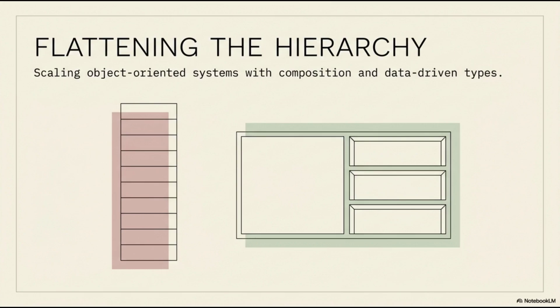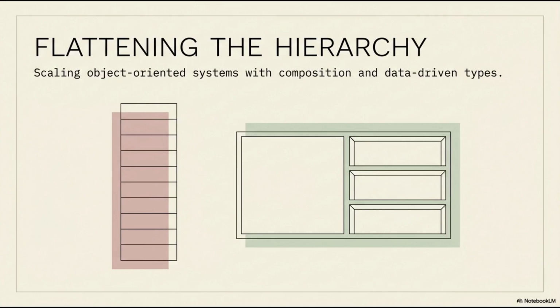The illustration on the right, contrasted with the left, depicts a flattened approach. Instead of deep inheritance, we emphasize composition, building complex objects from simpler, well-defined parts. The green outline represents a broader, more modular container, and within it, distinct, independent components are composed together.